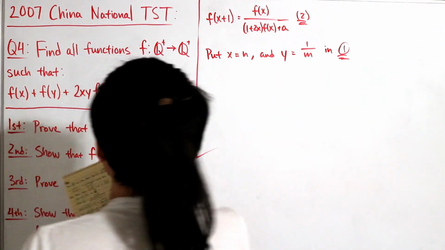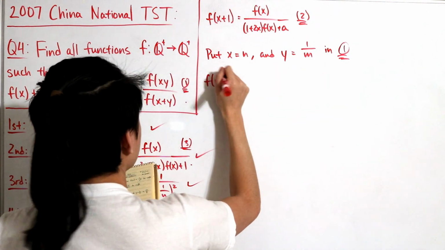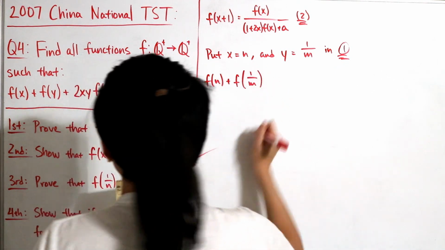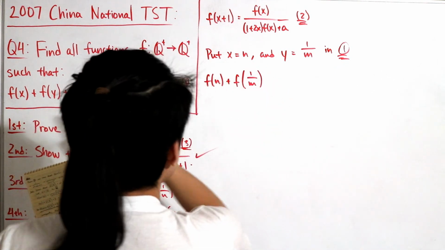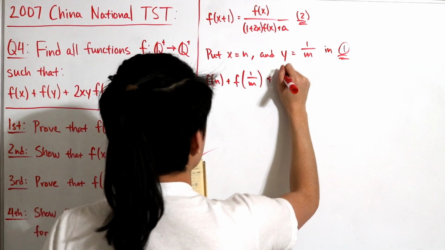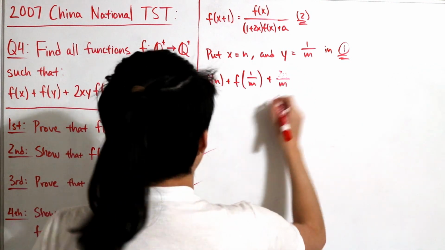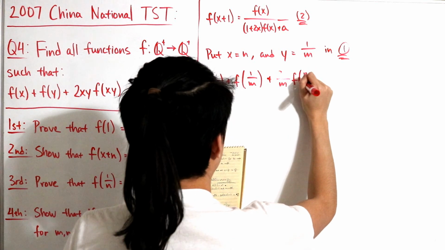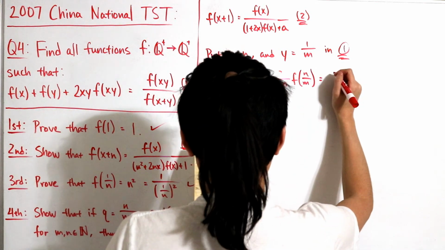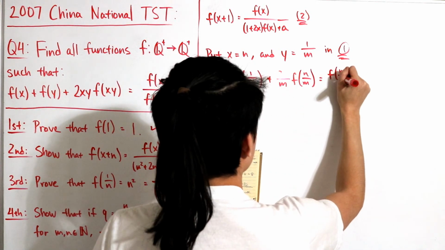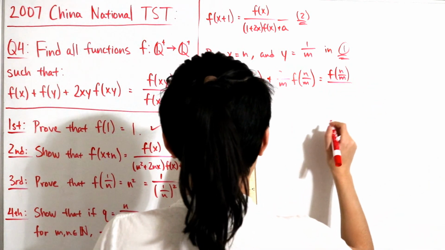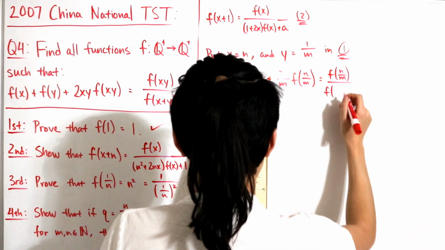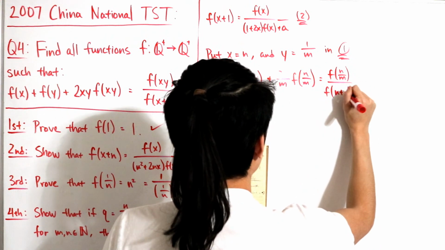From that, we would now have f of n, added with f of 1 divided by m, plus 2n divided by m times f of n divided by m. Then this would equal f of n divided by m on the top, and the denominator would be f of n plus 1 over m.